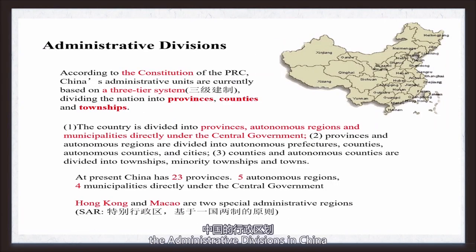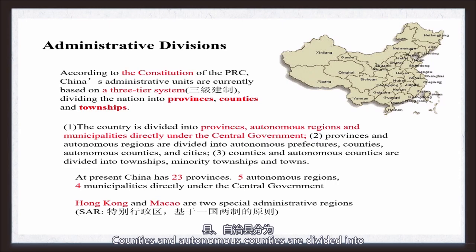Then let us discuss the administrative divisions in China. According to the Constitution of the PRC, China's administrative units are currently based on a three-tier system, dividing the nation into provinces, counties, and townships. The country is divided into provinces, autonomous regions, and municipalities directly under the central government. The provinces and autonomous regions are divided into autonomous prefectures, counties, autonomous counties, and cities.